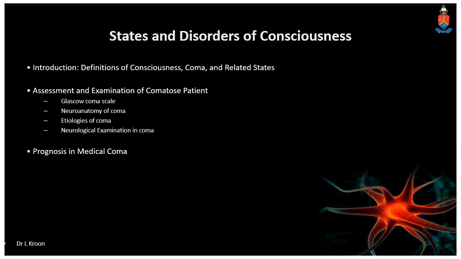So we're going to go through the definitions of consciousness, coma and related states. Then I'm going to discuss the assessment of examination of a comatose patient. This will include the Glasgow Coma Scale, neuroanatomy of coma, etiologies in coma, as well as the neurological examination of coma and prognosis of medical coma.